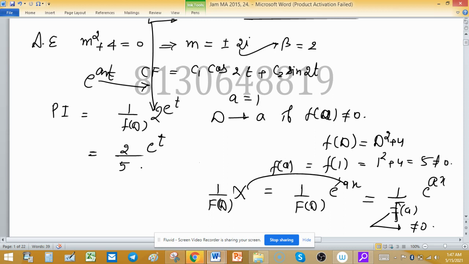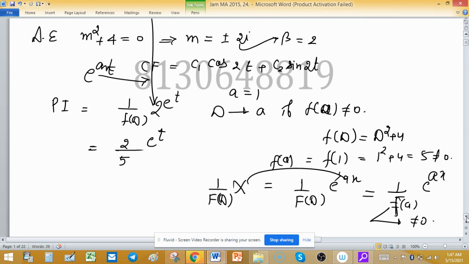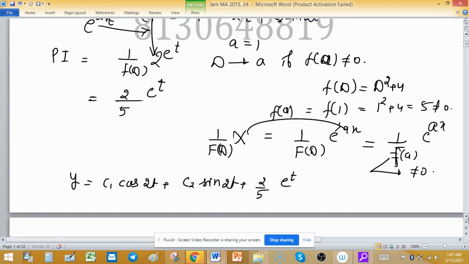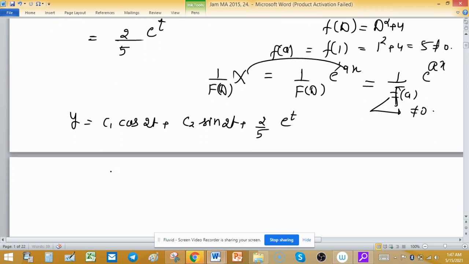So now we have the particular integral and the complementary function. So the general solution will be y equals c1 cos 2t plus c2 sin 2t, the complementary function, plus 2 upon 5 e raised to the power t. And we have to find the limiting value as t tends to infinity of e raised to the power minus t times y, or y(t), because this is a function of t. So you can write y(t).